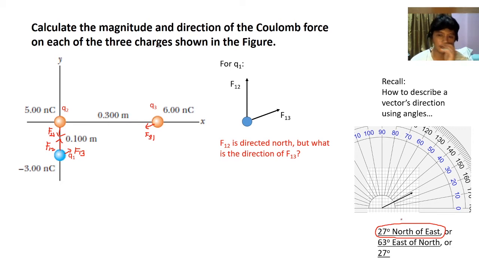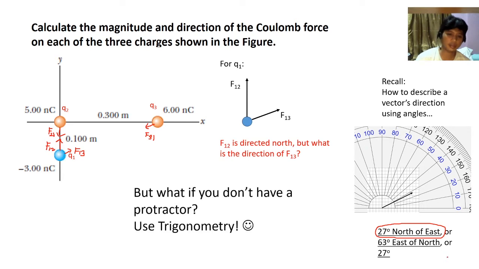You write the number of degrees and you write north of east if that angle is measured north from east. Or you can also say the equivalent, 60 degrees east of north. Or you can simply say 27 degrees. I think it's the most convenient, 27 degrees. But we don't have a protractor, so we can just use trigonometry to solve this problem.